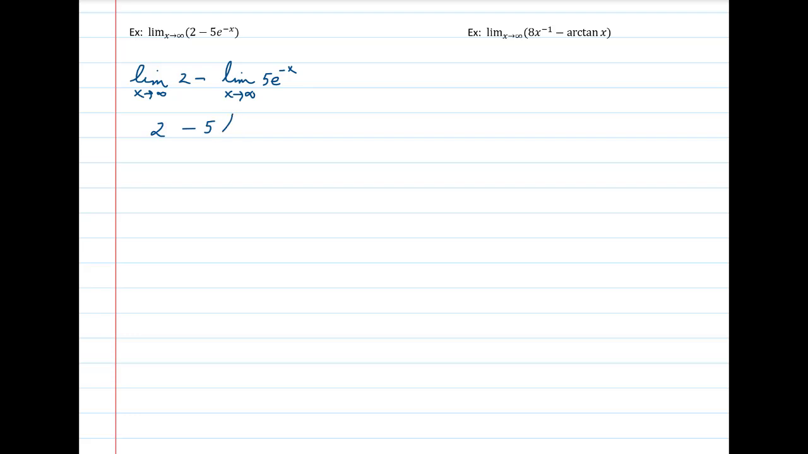For instance, the limit as x goes to infinity of 2 minus 5 e to the negative x. Of course, we can use properties of limits to evaluate each term. The limit of a constant is just a constant, and I can pull the multiple outside the limit. We know from before that the limit of e to the negative x, as x goes to infinity, is just 0. So that makes that whole term 0, since 5 times 0 is 0, giving the limit equal to 2.